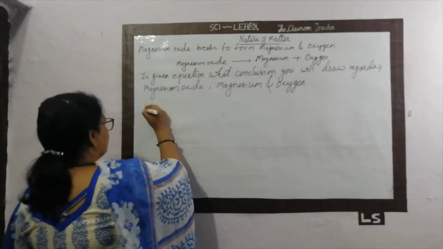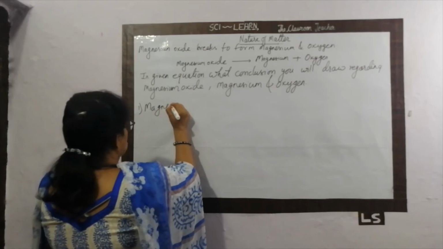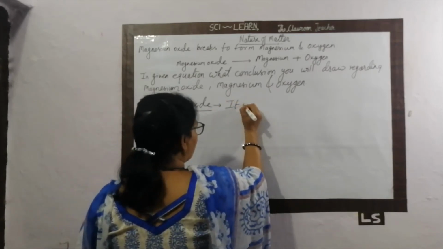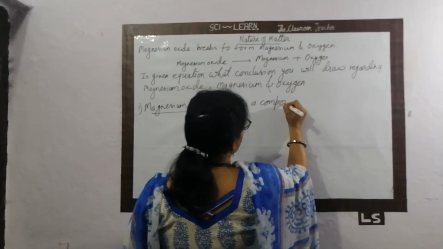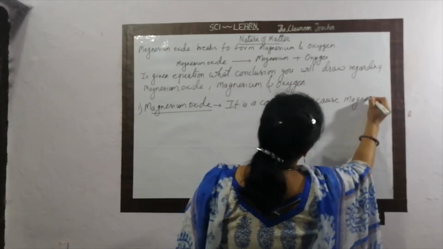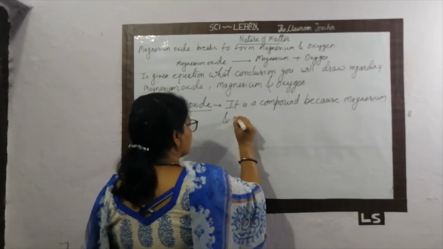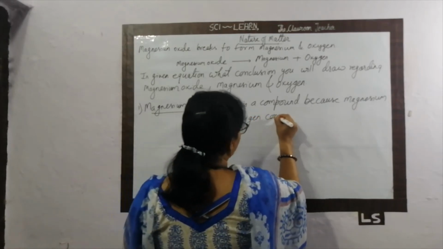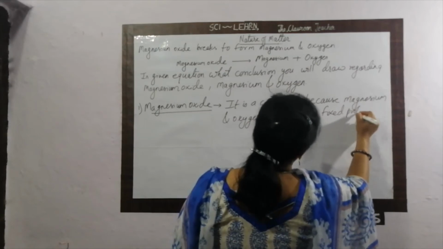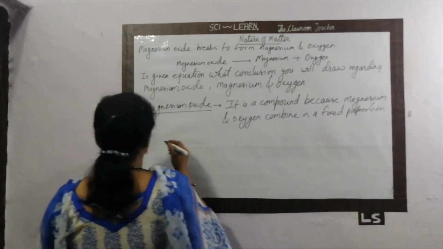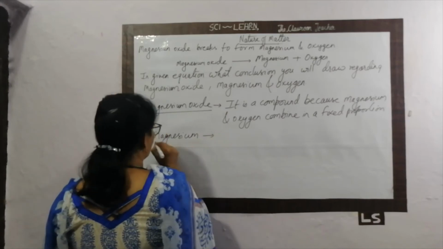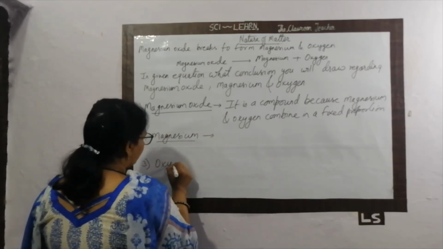Okay, what is the conclusion? First is magnesium oxide. What is magnesium oxide? Magnesium oxide is a compound. Why is it called a compound? Because magnesium and oxygen combine in a fixed proportion. Okay, the second is magnesium. What about magnesium and what about oxygen?